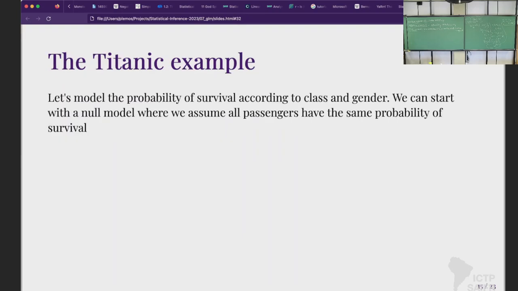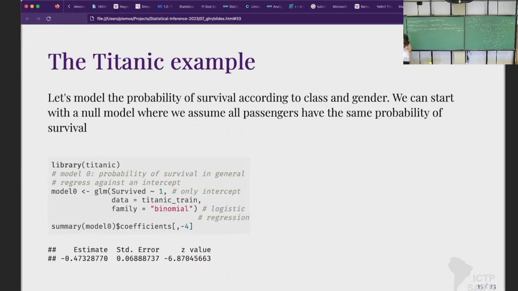Maybe it's going to be more clear if we do an example. The example that we're going to do is we're going to look at the data from the Titanic, and we're going to look at the probability that people had of surviving the Titanic disaster. And we're going to model this according to the class and the gender of people. We can start with a basic null model where we want to know what's the overall probability of surviving the Titanic, given that you were just there, not considering any gender or the class that the passengers were.